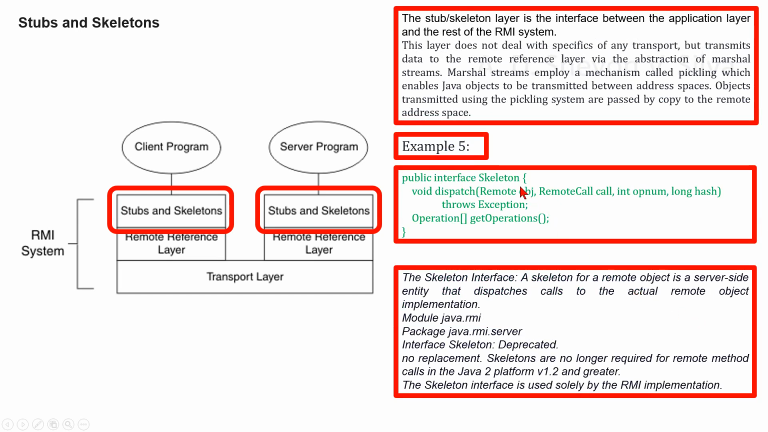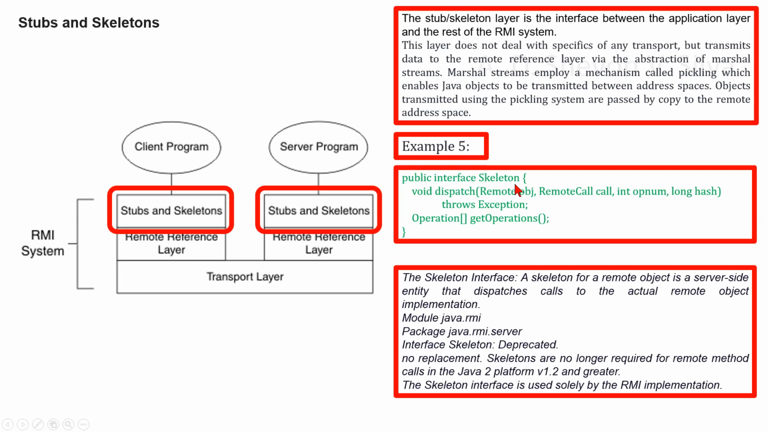The skeleton interface. A skeleton for a remote object is a server-side entity that dispatches calls to the actual remote object implementation. Interface Skeleton: deprecated, no replacement. Skeletons are no longer required for remote method calls in Java 2 platform version 1.2 and greater. The skeleton interface is used solely by the RMI implementation. This is in the package java.rmi.server, which is in the module java.rmi.